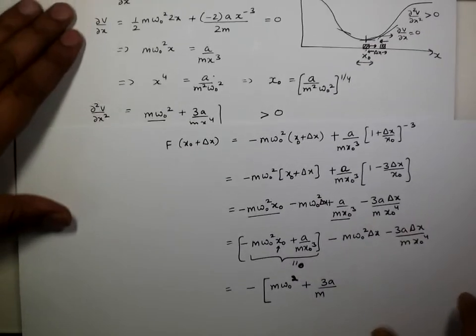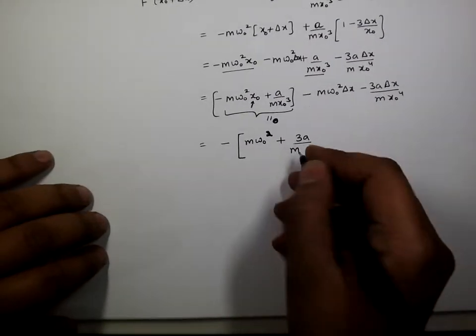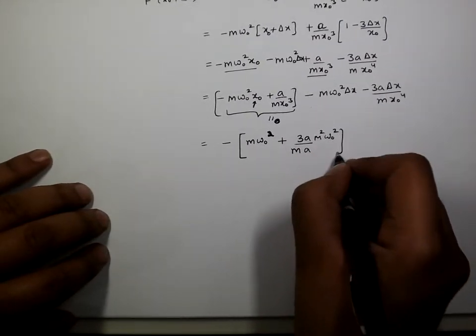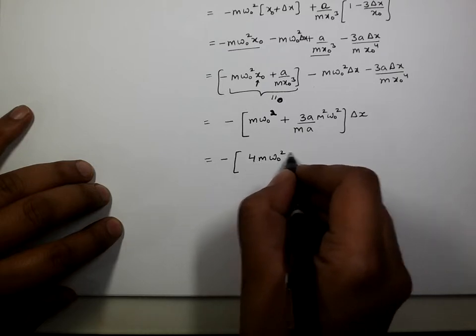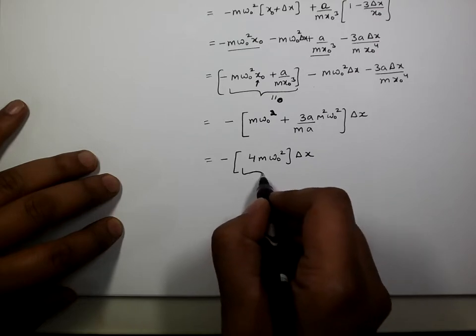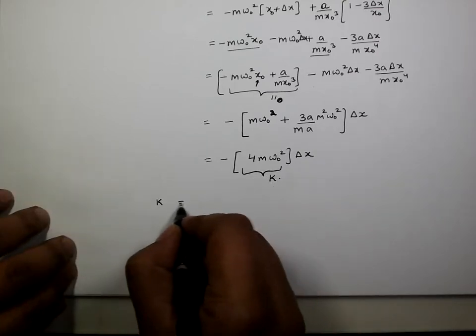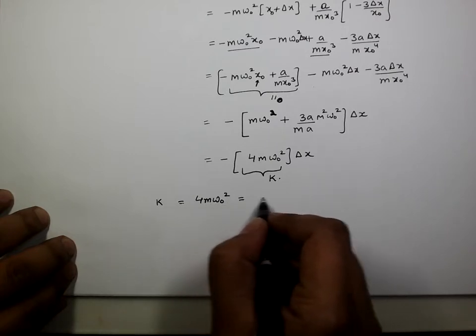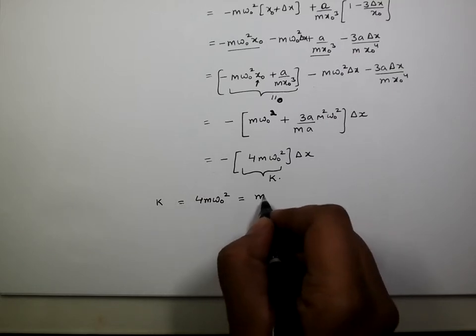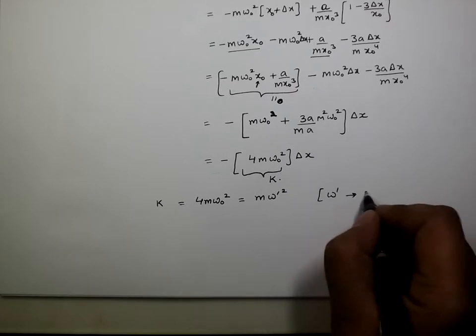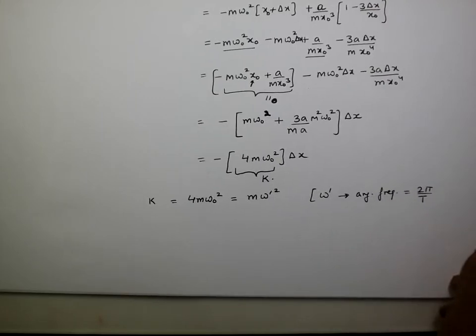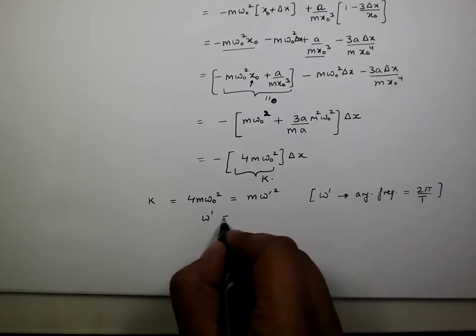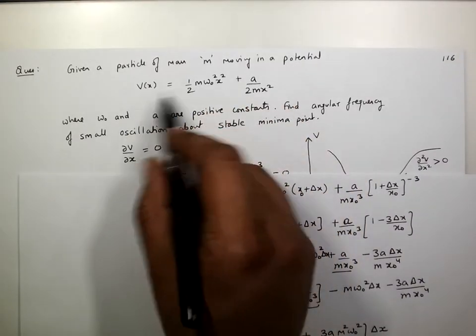Now let us see what x naught to the power 4 is. X naught to the power 4 is a upon m square omega naught square, and we have delta x outside. So I have the equation minus 4 m omega naught square delta x. This quantity here is our SHM constant. So k is equal to 4 m omega naught square. This is equal to m omega dash square, where omega dash is angular frequency, equal to 2 pi over T, where T is the time period of small oscillation. So I have a simple answer, omega dash is equal to 2 omega naught, and I could not have expected such a simple answer from such a difficult potential function.